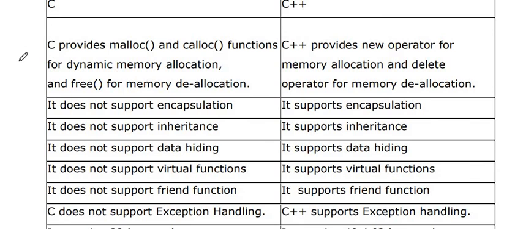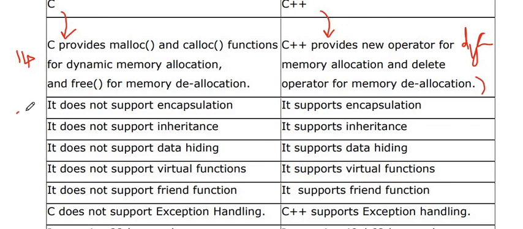Now let us see the 14th difference between C and C++. Under the C, C provides malloc and calloc functions for dynamic memory allocation and the free function for memory deallocation. Under the C++, C++ provides the new operator for dynamic memory allocation and the delete operator for memory deallocation.